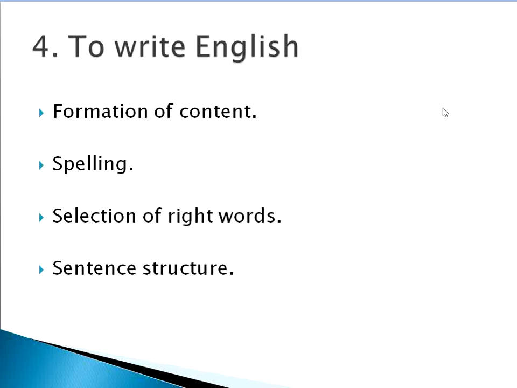Now what is the second one? Spelling. While writing something, are the spellings of the words correct or not, you need to take care of. And what is the third one? Selection of right words. While expressing something, is the student able to select the right words or not, as a teacher you need to take care of. Now what is the fourth one? Sentence structure. Is the student choosing the proper sentences or not, you need to take care of all these things. So these four points come under the fourth objective of teaching English in school.